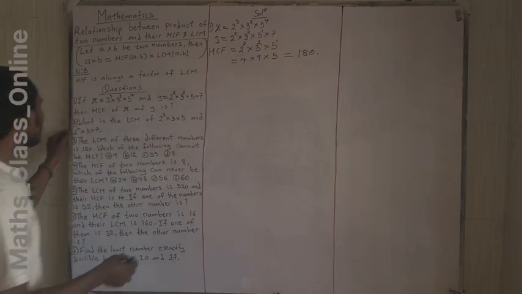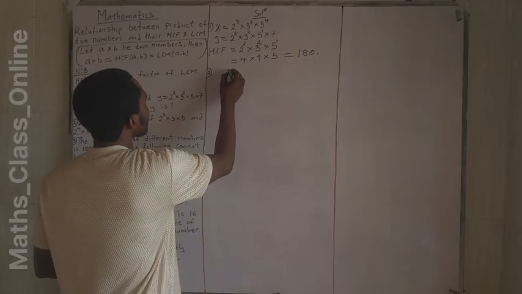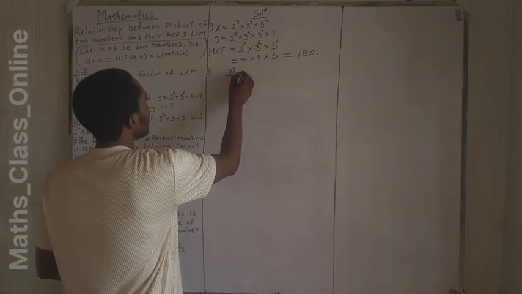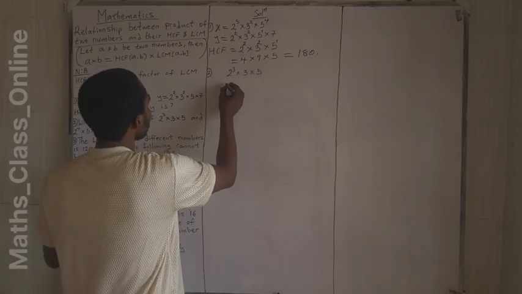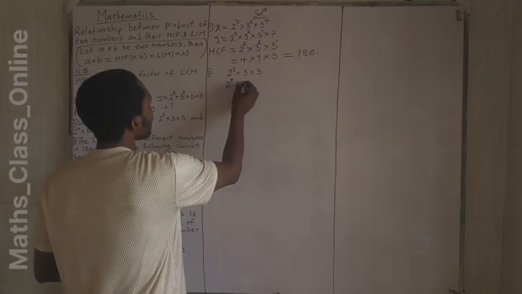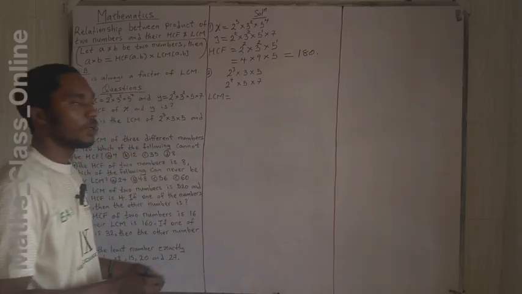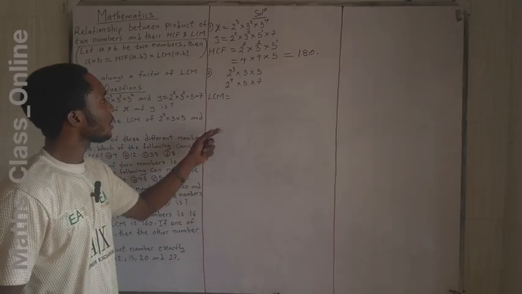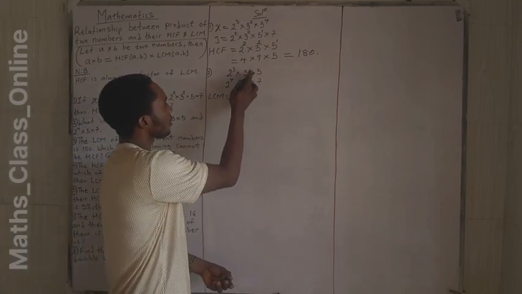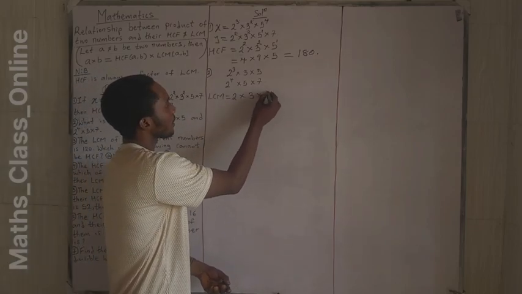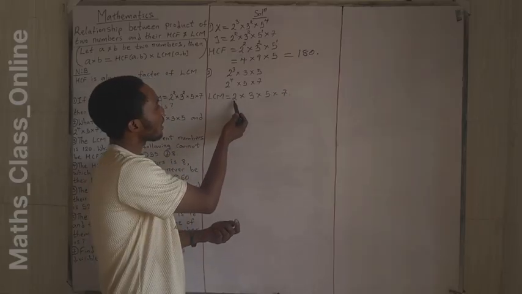Question 2. We have the LCM of 2 raised to the power of 3 times 3 times 5 and 2 raised to the power of 4 times 5 times 7. What we are going to do here is write out all the prime numbers that we have here. 2 is a prime, multiplied by 3, which is also a prime, 5 is a prime, and 7 is a prime.